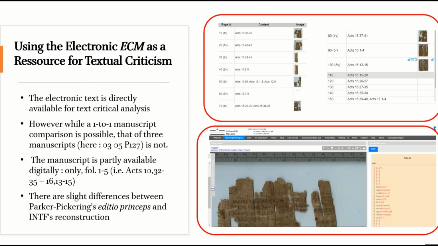Actually, because the text is also rewritten in the ECM, I made the comparison between the Editio Princeps and what the ECM delivers as a retranscription. And it happens to be, luckily enough, the same text, but there are very slight differences in where letters are sometimes not legible, where scholars would differ on which to include and which not. And I've reviewed Acts 16 and 17 to gauge the difference.